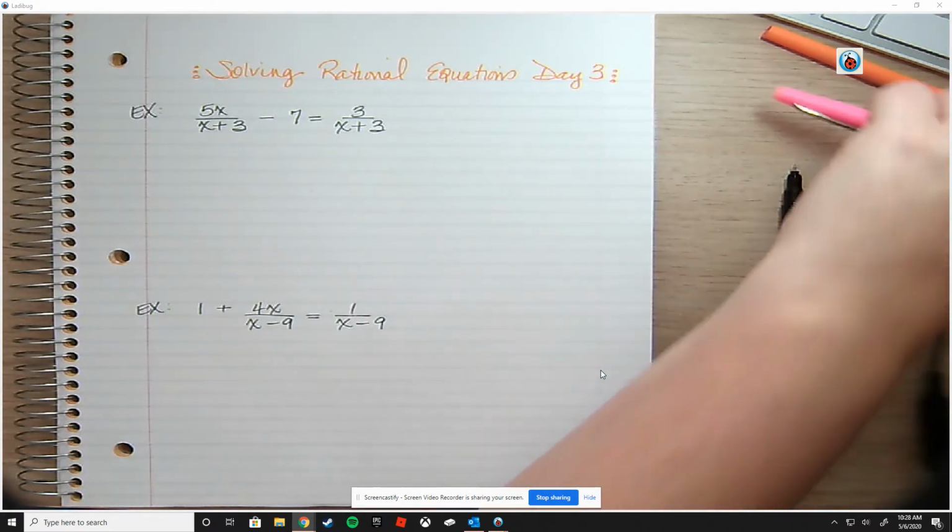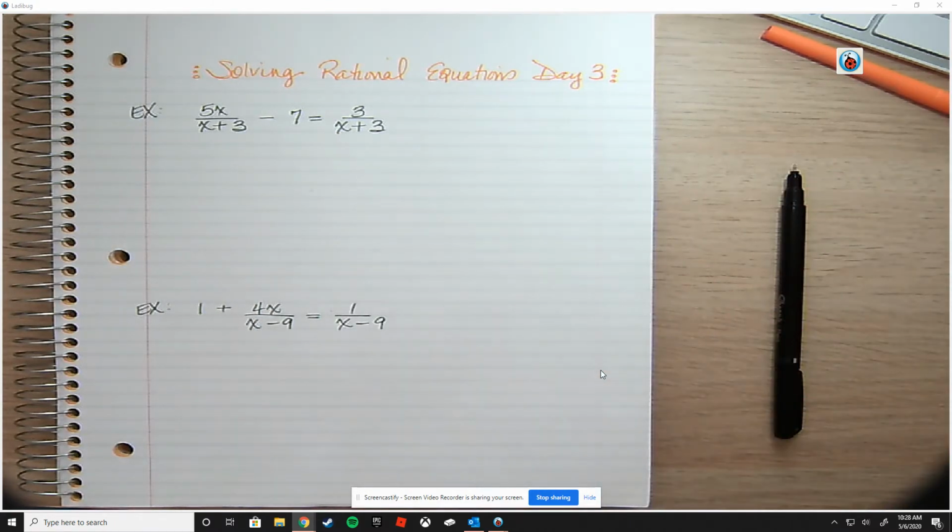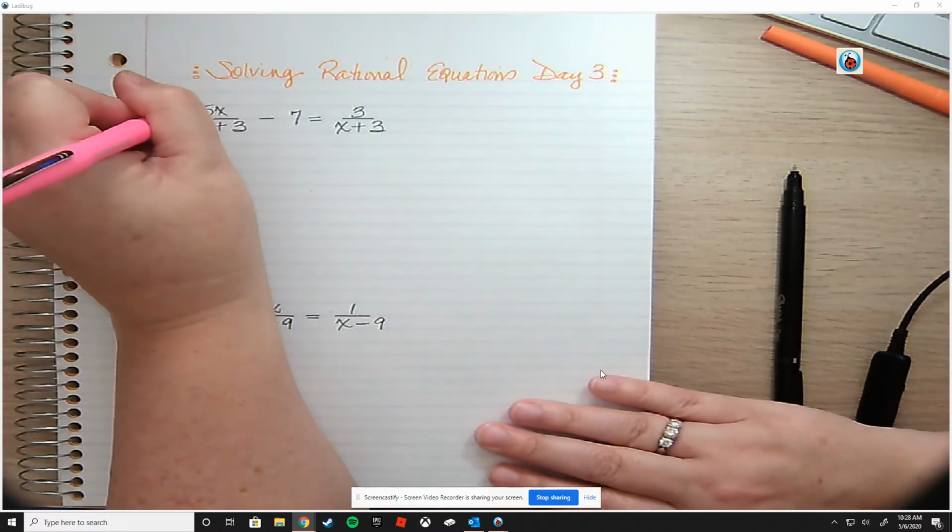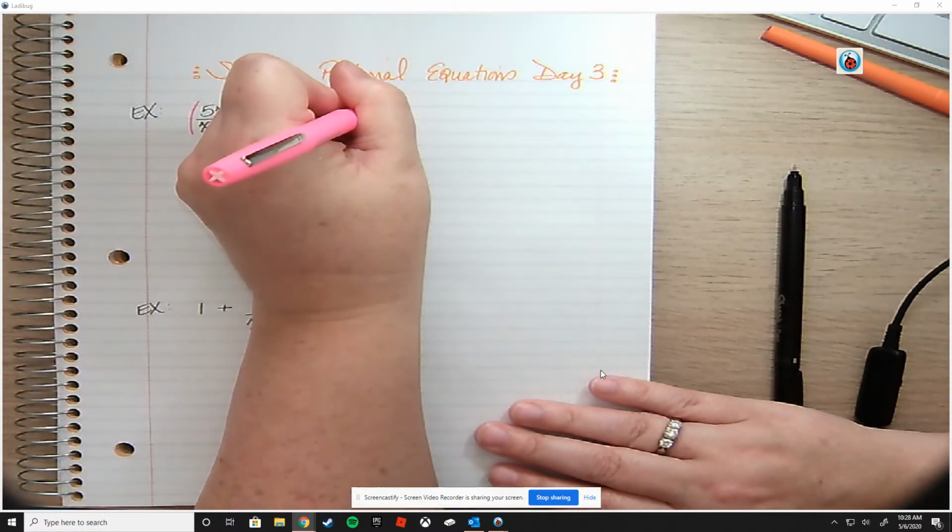Now, what I need to do is get rid of this denominator so that I can solve. The common denominator for this problem is nice and simple. It is just x plus 3. I know I say that, but that's how this works. So I'm going to multiply the whole equation by x plus 3.